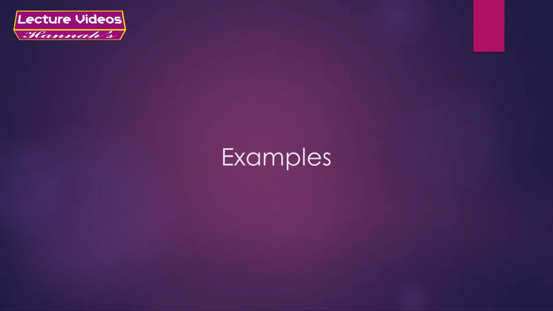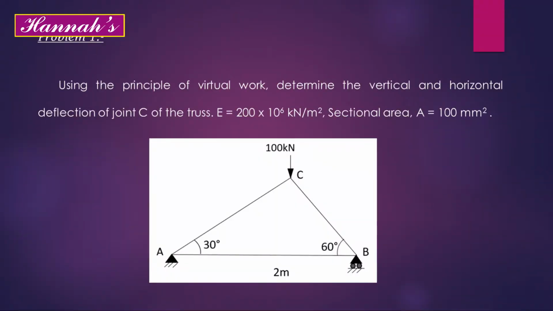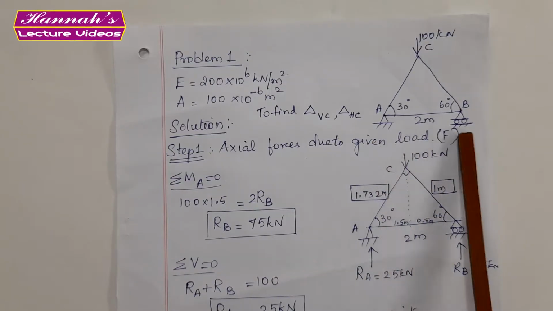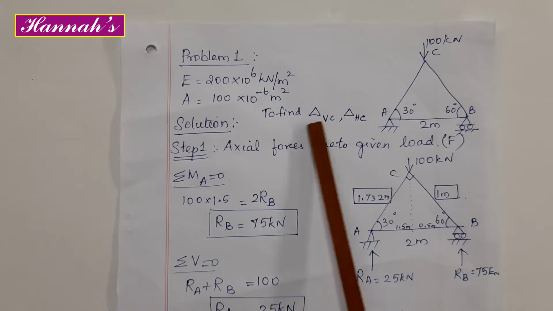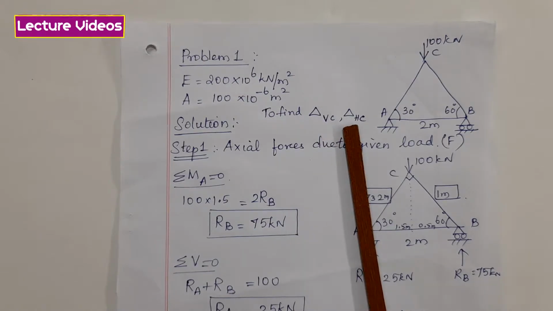Let us see some worked out examples. A simply supported plane truss is shown here. Vertical and horizontal deflection of joint C is asked. We shall see how this can be calculated by the principle of virtual work or unit load method. A simply supported frame is shown. We are asked to calculate the vertical deflection at C and the horizontal deflection at C.